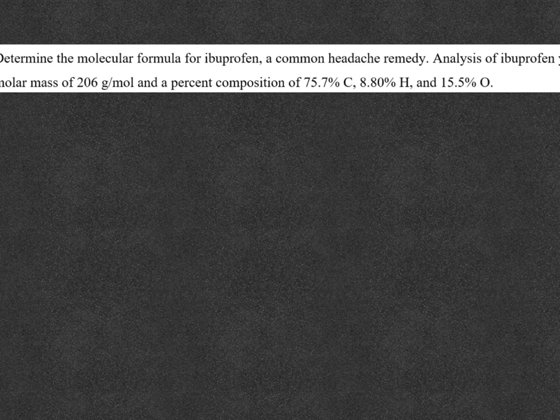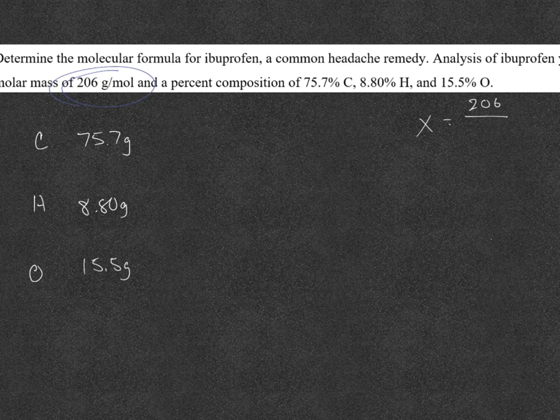Okay, this question is another molecular formula where I have to get the empirical formula first. So it's telling us that ibuprofen has a molar mass of 206 grams per mole, which means that is the number I'm going to use at the end to figure out my factor. Okay, now the first thing I'm going to have to do is determine my empirical. So I have carbon, hydrogen, oxygen.